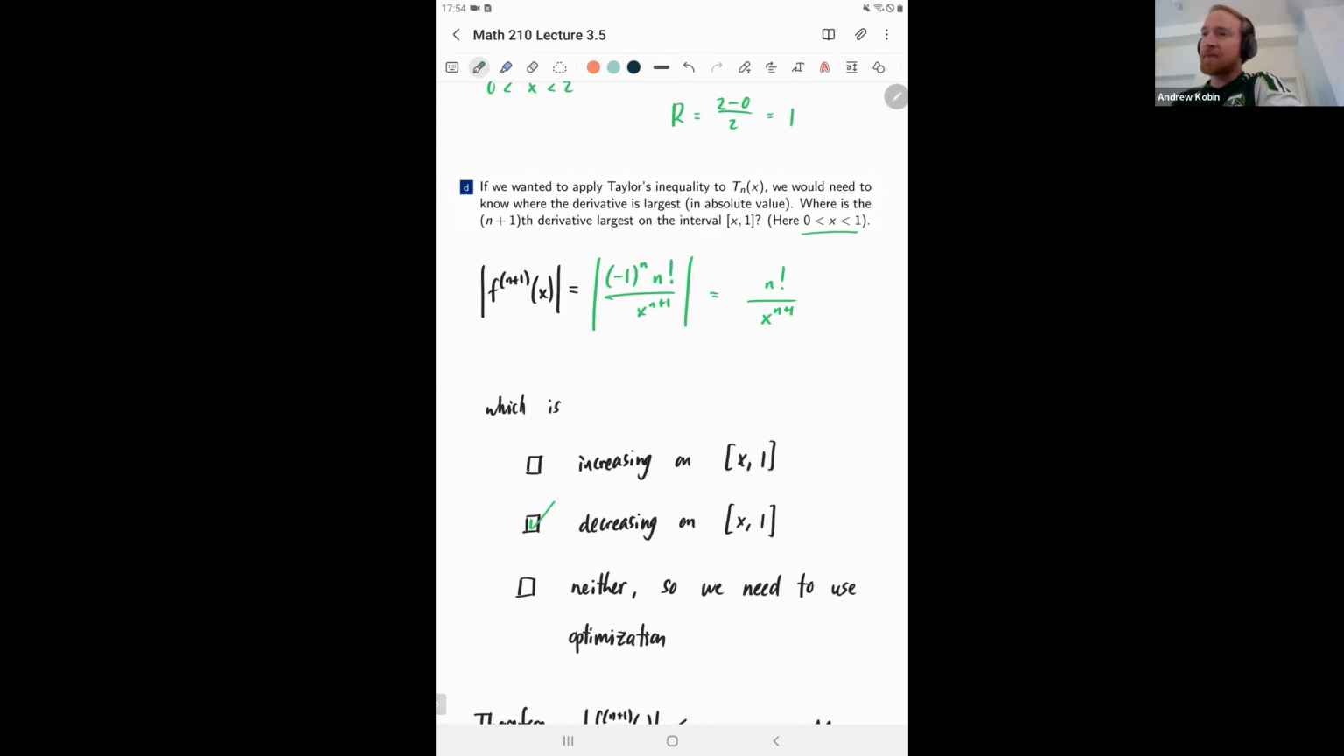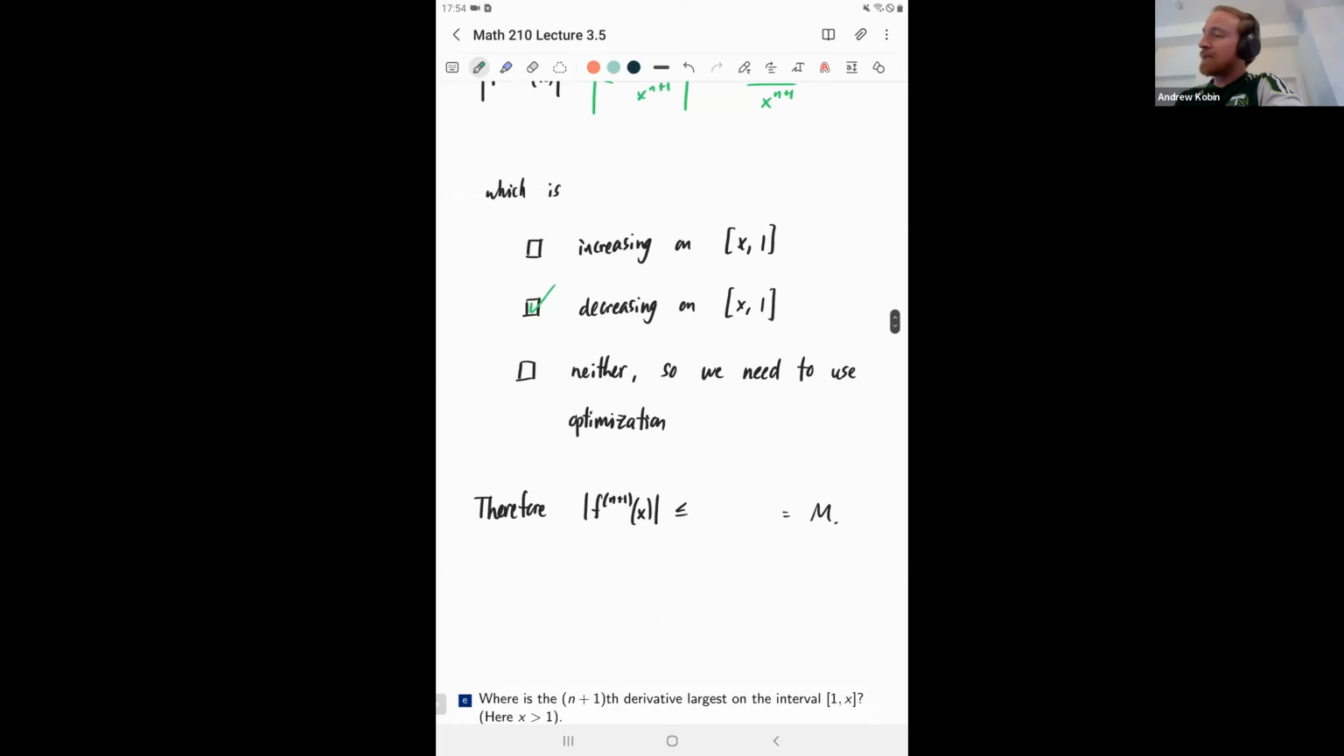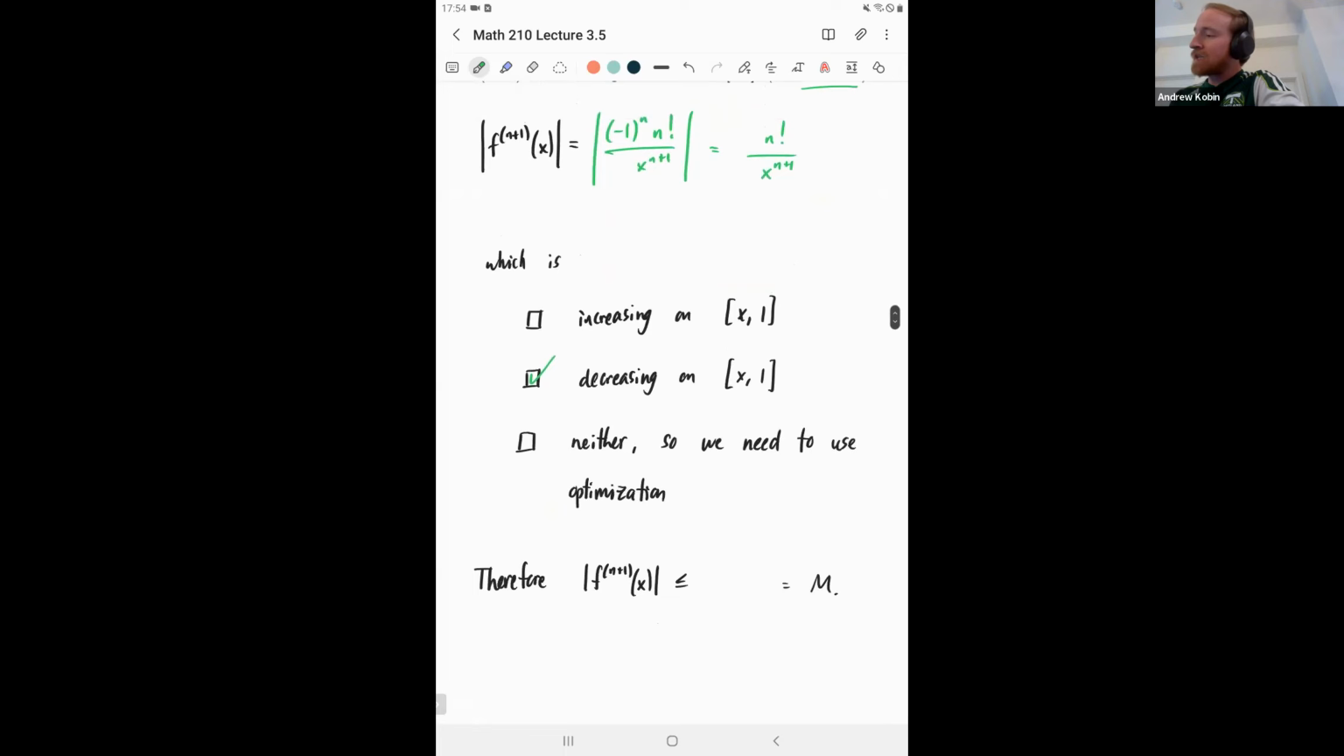I wrote down all three possibilities to remind you that if it's increasing or decreasing, we can immediately write down a bound, capital M. But if you can't see that this n plus first derivative is increasing or decreasing on the entire interval you're looking at, you will need to use optimization to find the maximum value on that interval that you're considering. In this case, we get lucky. If we're looking on the interval from x to 1, then the maximum value, with a decreasing function, will occur at the left endpoint, or at x. So in fact, we'll just get n factorial over x to the n plus 1 as our M value.